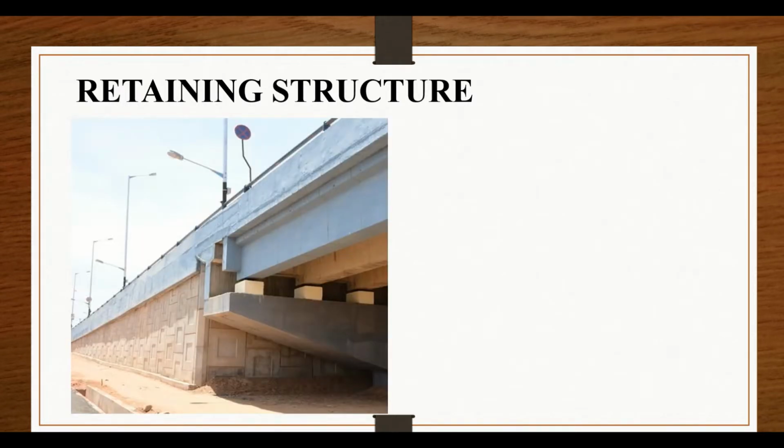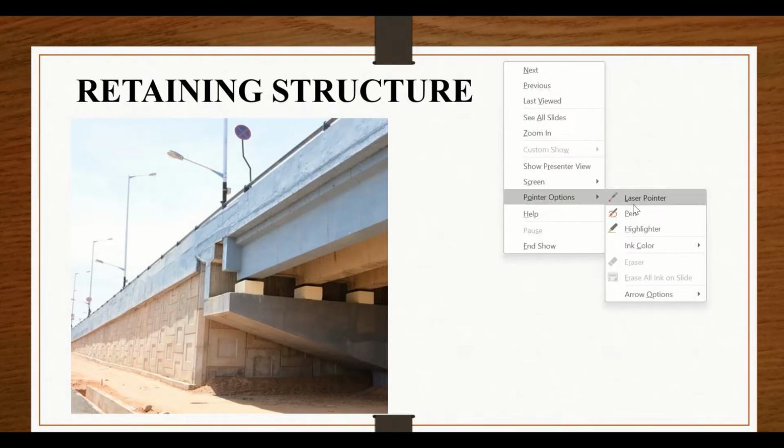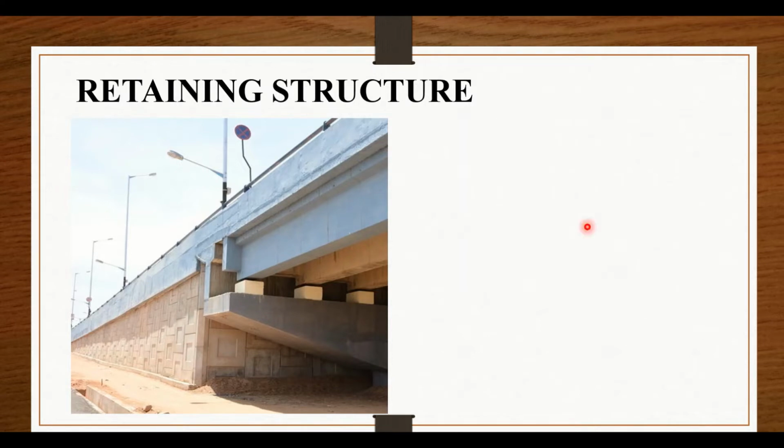Here you can see a bridge abutment, and this is a retaining structure. This is a retaining structure. Here you can see some precast panels, and within that soil is being retained, and the ground is maintained at higher elevation with the help of this retaining structure at almost vertical condition.